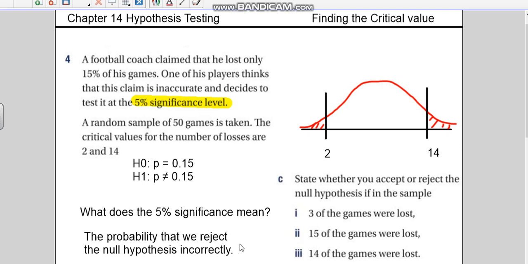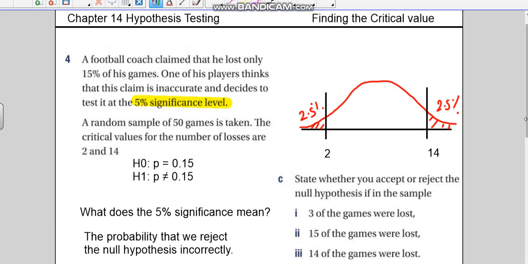What I want us to understand here as well is, because it's a two-tail test, that the 5% significance level is spread out between the two bits. So we take the 5% and we halve it, and this bit here is 2.5% and the top is 2.5%. So we still have 5% of rejecting the null hypothesis incorrectly, but we could do that down here or up here, and we split the significance between the two.